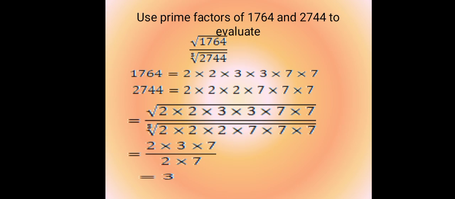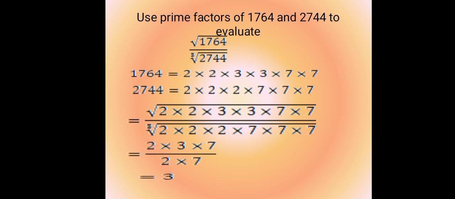That is the same as saying it is 2 squared, 3 squared, and 7 squared. Now the factors of 2744, it is 2 multiplied by 2 multiplied by 2 multiplied by 7 multiplied by 7 multiplied by 7. That's the same as saying it is 2 cubed and 7 cubed. Now let's write those factors into the sum we have been given. You can see I've written them there.